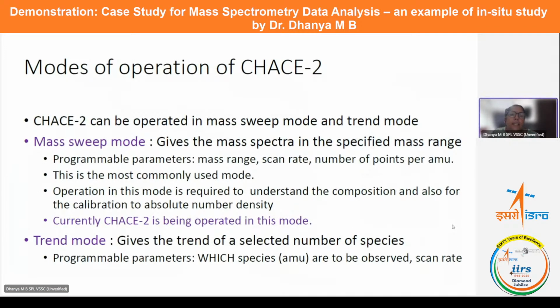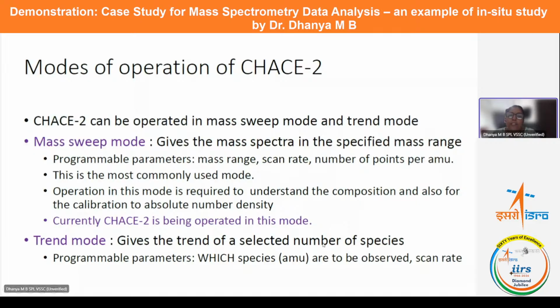So CHACE-2 basically has 2 modes of operation. Actually, there are 3 modes. One is used as an engineering mode. Scientifically, it has mass sweep and trend mode. In the mass sweep mode, it keeps on scanning the species, and we get a partial pressure for a given mass to charge ratio. That is the quantity, the partial pressure. We can change the mass range, and we can even change the rate at which this sampling is done, etc. So these are all programmable features built into this.